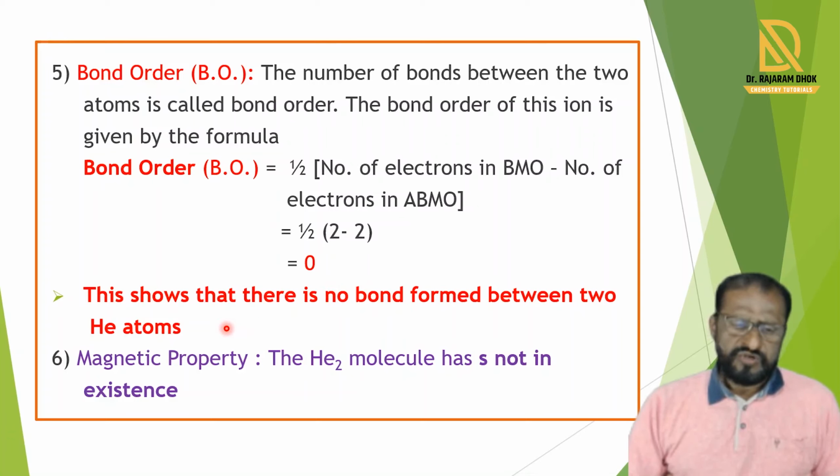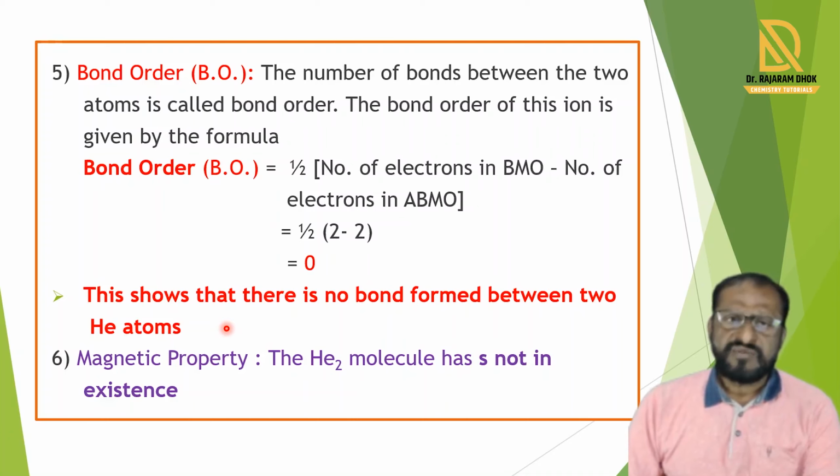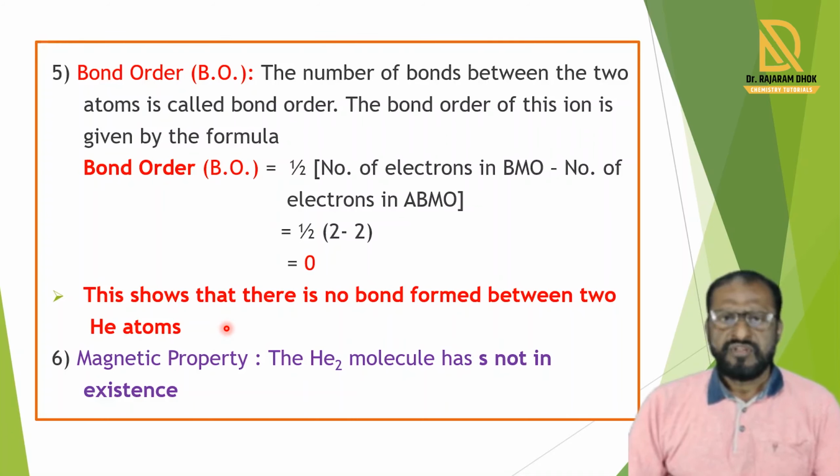The last point is magnetic property. Here the He2 molecule does not exist. It does not form, the energy and bond order are 0. So the He2 molecule is not in existence.